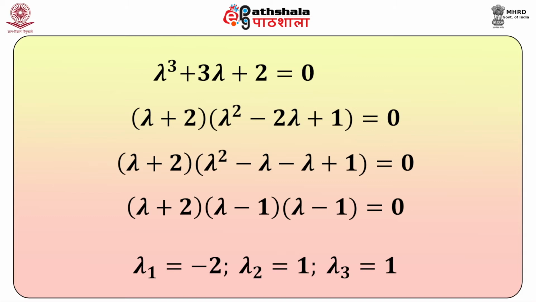If we simplify this equation, there will be 3 roots, and as you can see here, the 3 roots of this polynomial equation are lambda 1 equal to minus 2, whereas the other 2 roots have the same value. That means lambda 2 is equal to 1 and lambda 3 is also equal to 1. So these are the 3 roots which we get from the solution of the Huckel determinant.